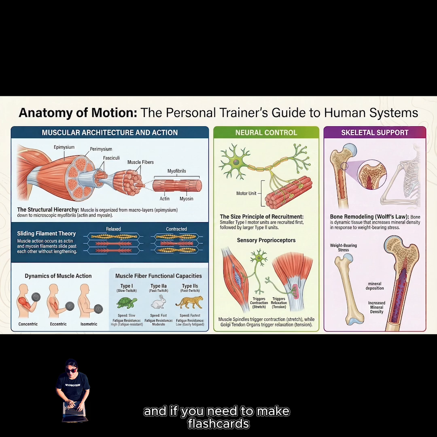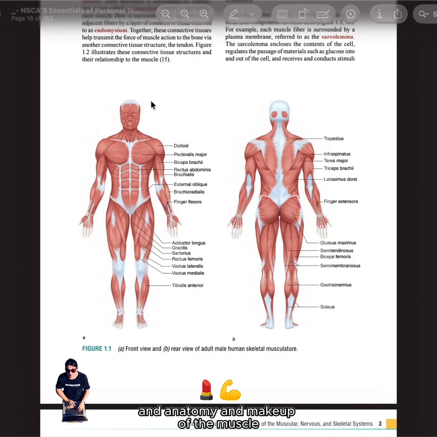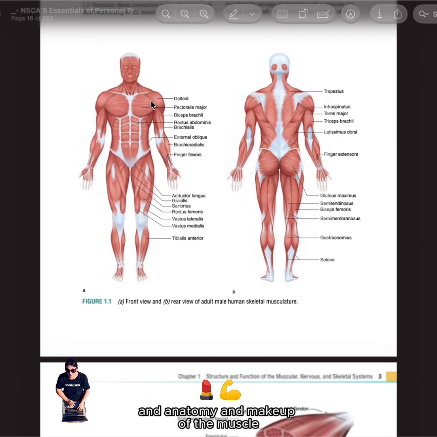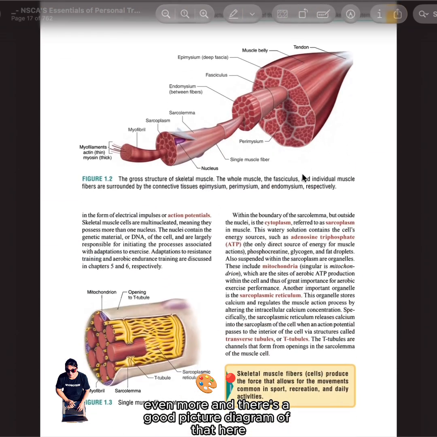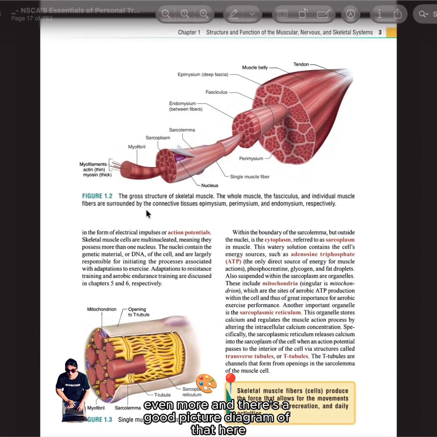And if you need to, make flashcards, but obviously pay attention to the terms in bold, have a basic understanding of anatomy, but I would hammer home the muscular components and anatomy and makeup of the muscle even more. And there's a good picture diagram of that here.